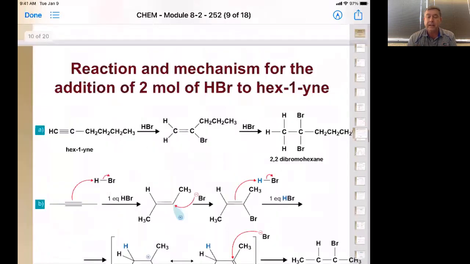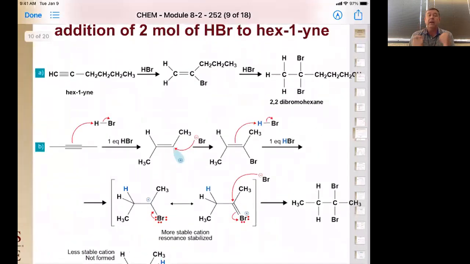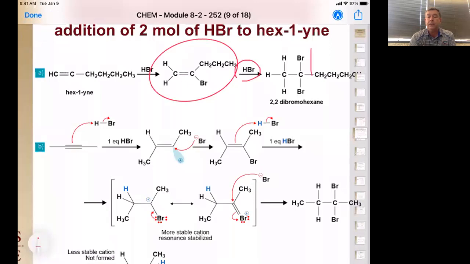It's only a slightly different mechanism in the fact that we still form that cation, okay? But this cation now has a resonance stabilized contributor in the bromine that's attached to it, okay? So if we add the first equivalent, we get our alkyl halide, our alkenyl halide. If we add the second equivalent, we end up with the geminal dihalide. Both halogens are on that same carbon, okay? This is a really clever way to get a geminal dihalide, or two bromines on the same carbon.